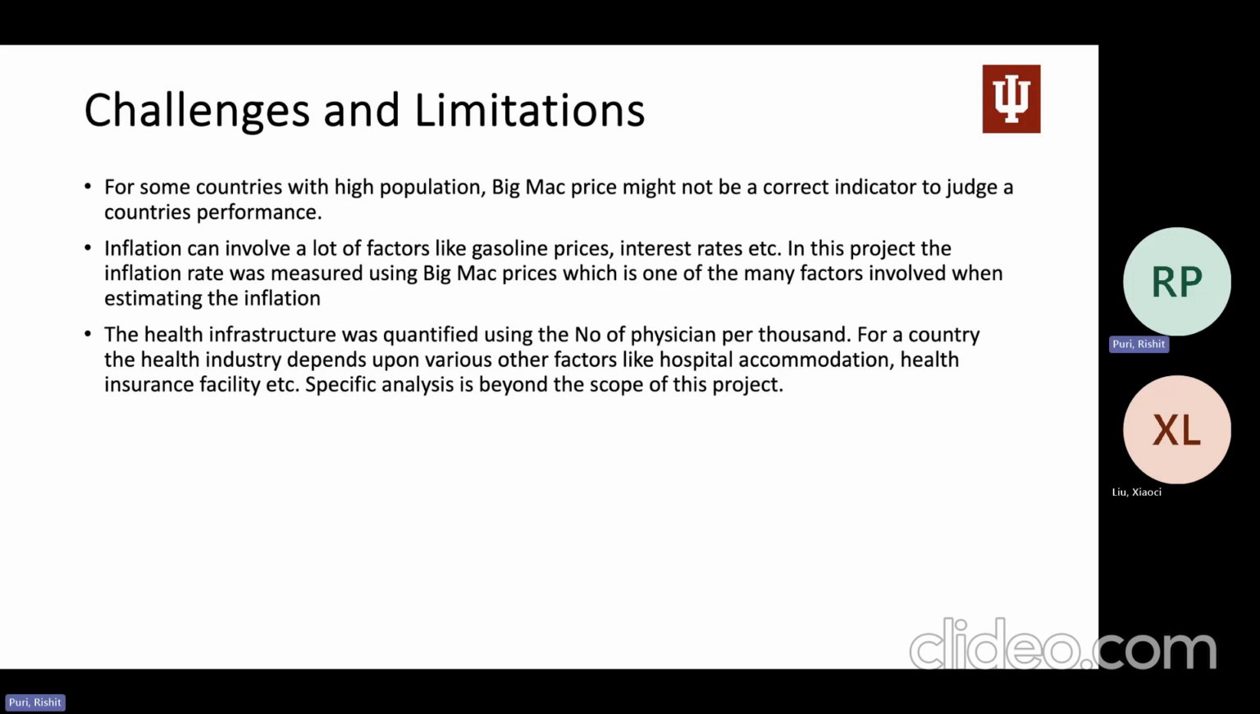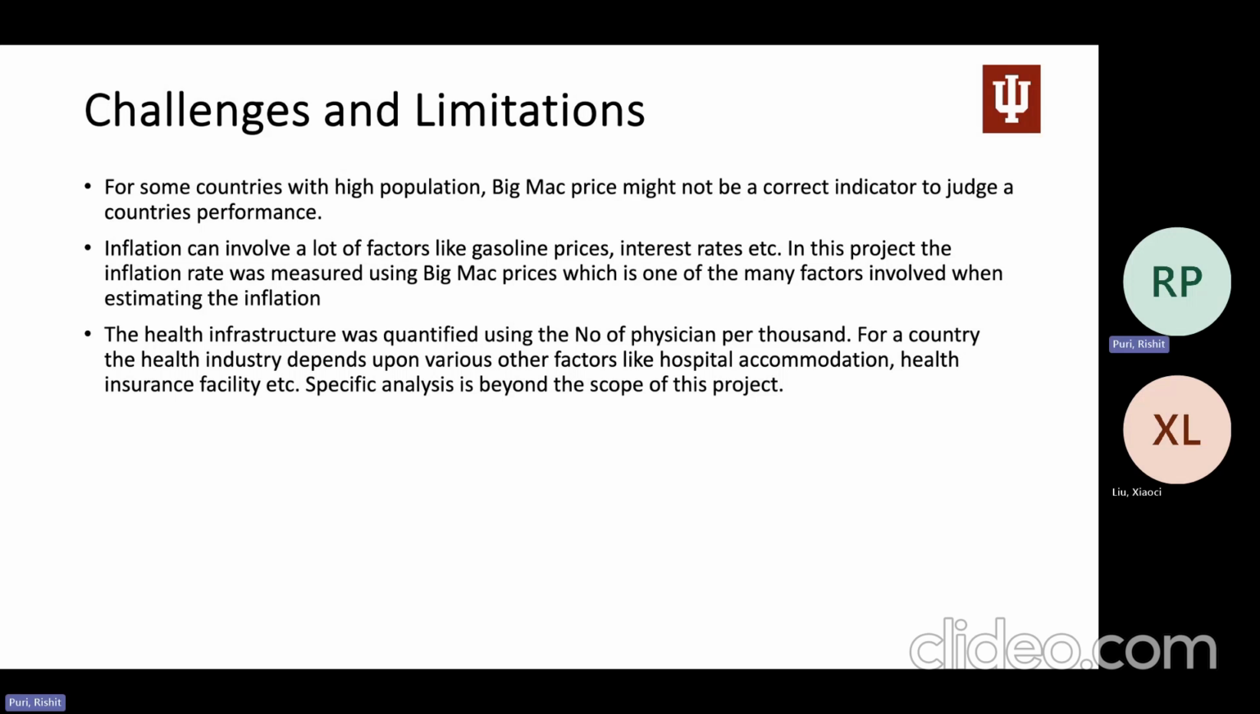We also had certain challenges and limitations when making this project. For example, for some countries with high population, Big Mac price might not be a correct indicator to judge a country's performance. Inflation can involve a lot of factors like gasoline prices, interest rates, etc. In this project, the inflation rate was measured using the Big Mac prices alone, which is one of the many factors involved when estimating the inflation.